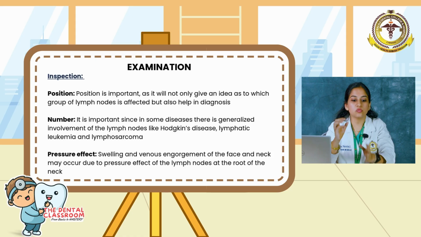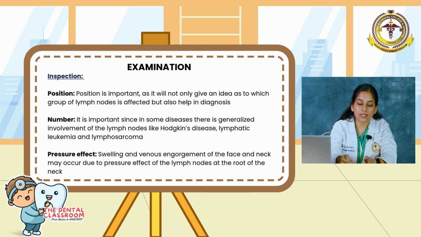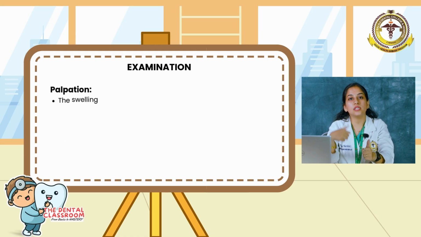So when it is swollen, it denotes that there is some additional infection prior to the lymph node infiltration. So these 3 criteria should be noted in the inspectory part of the lymph node examination, which is the position, number and the pressure effect. Now we will be moving on to the palpation.